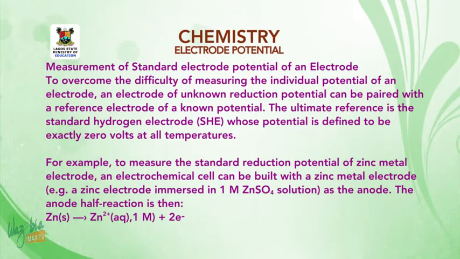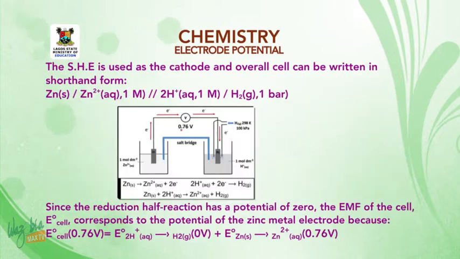For example, to measure the standard reduction potential of a zinc metal electrode, an electrochemical cell can be built with a zinc metal electrode immersed in 1 molar zinc sulfate solution as the anode. The anodic half reaction is then zinc solid to zinc ion. The SHE is used as a cathode, and the overall cell can be written in shorthand as zinc solid | zinc aqueous || 2 moles of hydrogen ion | hydrogen gas. Since the reduction half reaction has a potential of 0, the EMF of the cell corresponds to the potential of the zinc metal. So the E cell of that will be given as 0.76 volt.